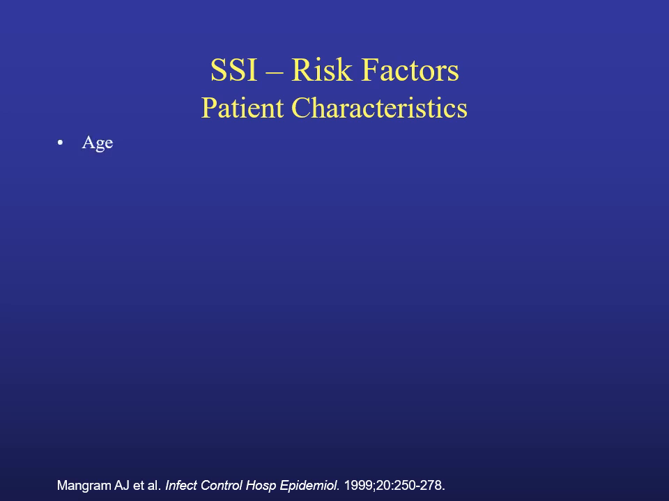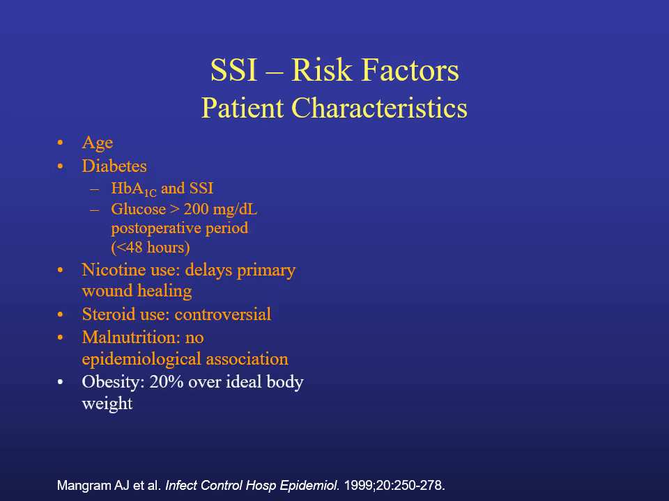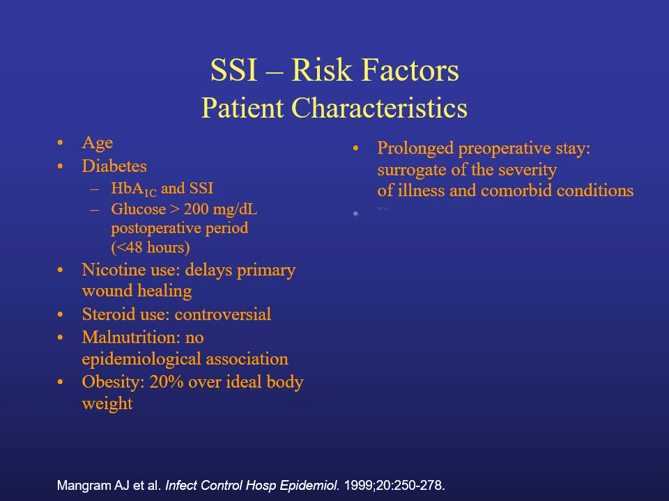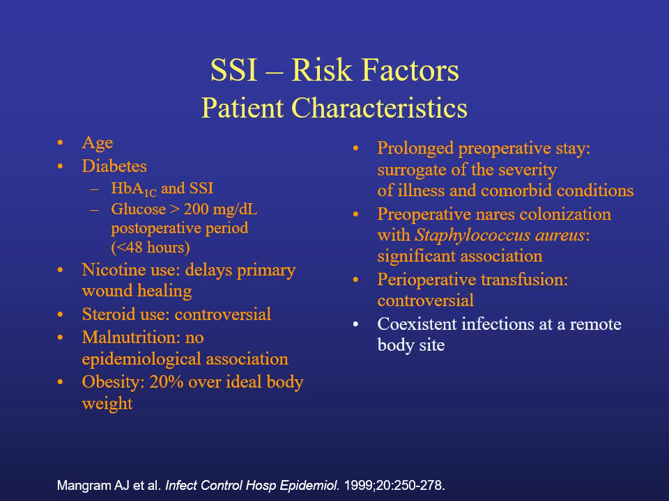Patient himself, like the age, the comorbidities like diabetes, like nicotine use, I mean smoking, steroid use, malnutrition, obesity. These are important factors. Prolonged hospital stay before surgery, preoperative transfusion, this is controversial, and other factors affecting the immune status.